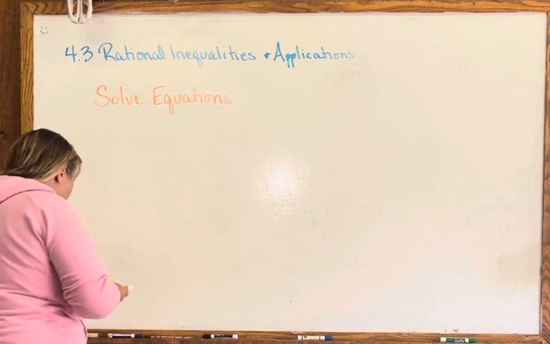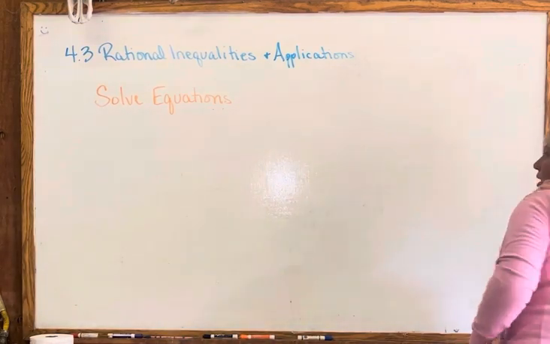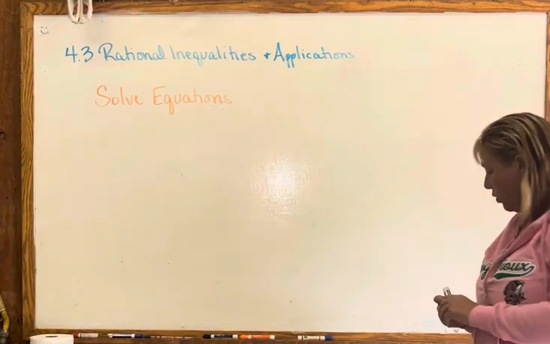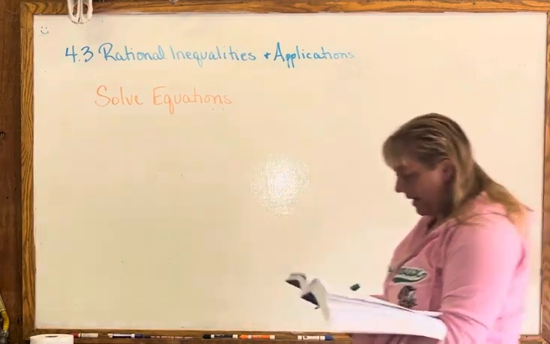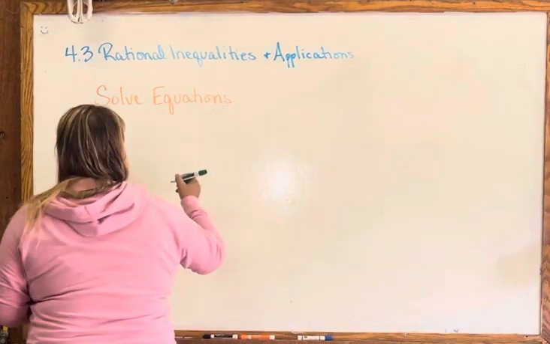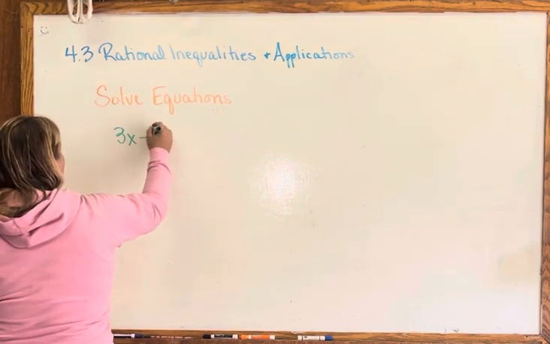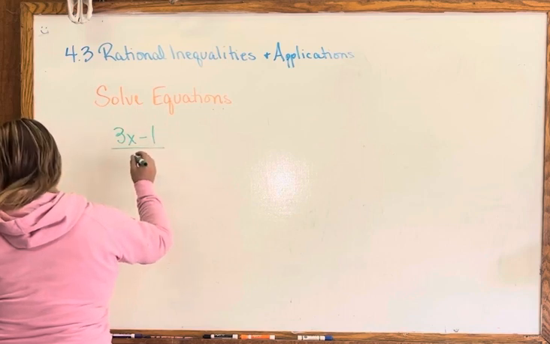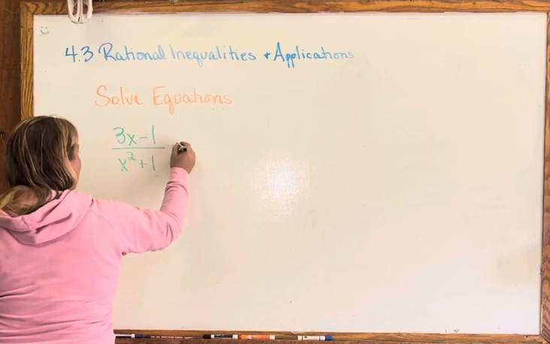And mainly we're solving equations because we're going to need them when we look at the application. So a couple word problems at the end of this one. So let me give you an example here. So first example we have looks like this. 3x minus 1 over x squared plus 1 equals 1.